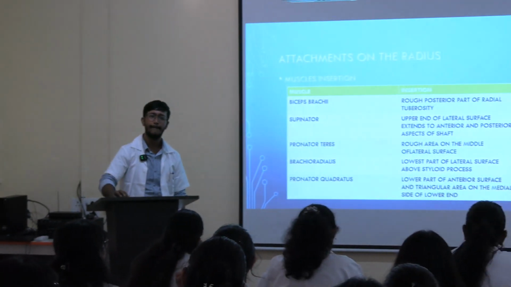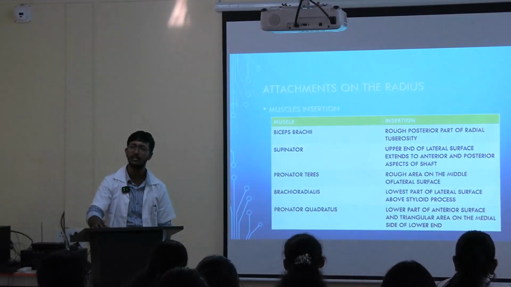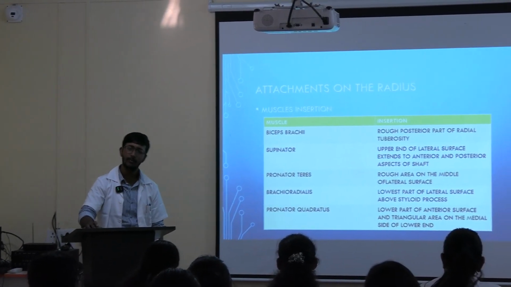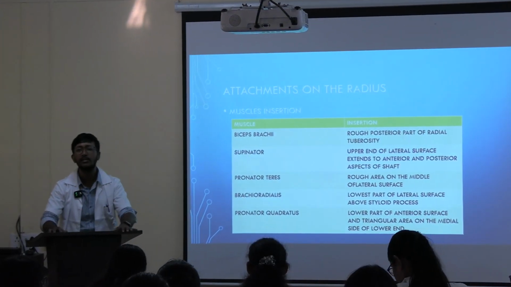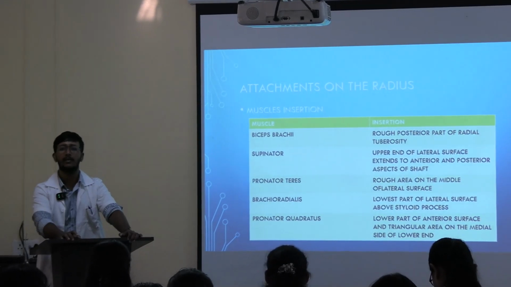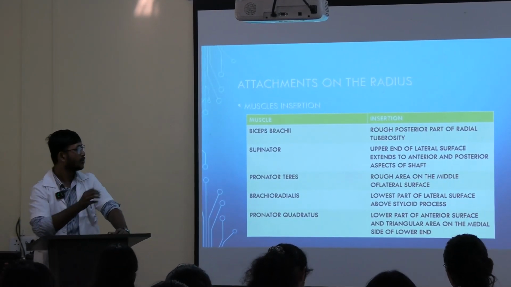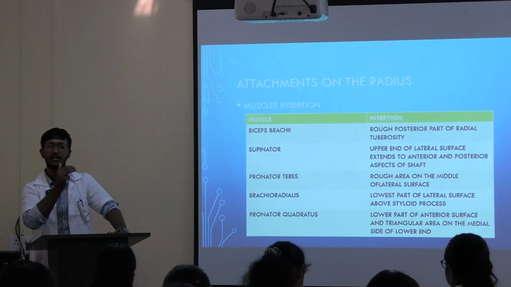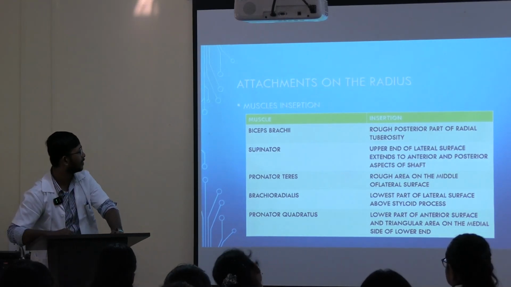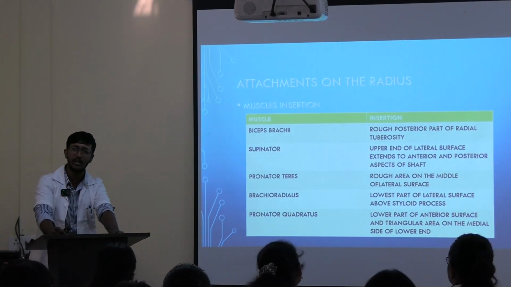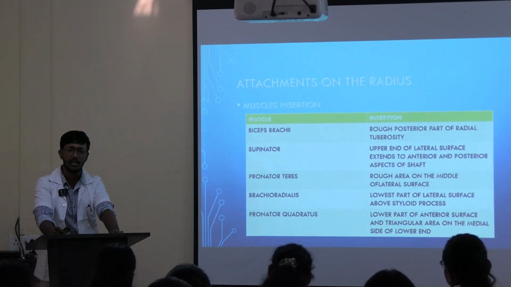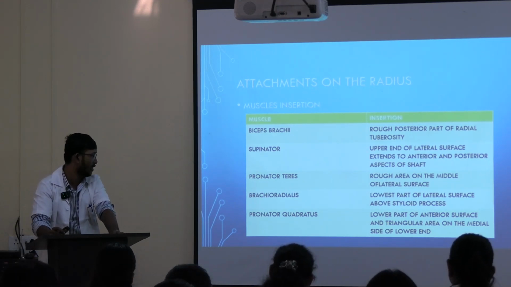See, what do you mean by insertions? Muscle insertions? And origin? So a muscle has a starting point and an end point. Okay. So the radius has the insertion of certain muscles: biceps brachii, supinator, pronator teres, pronator quadratus, and brachioradialis.